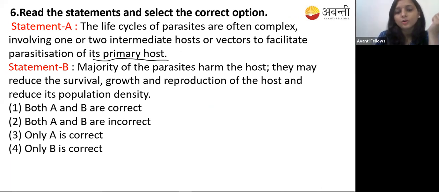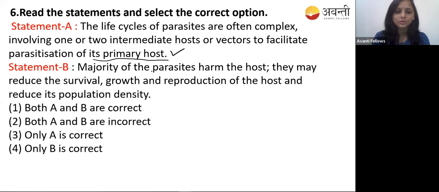So that is the reason. Human we will call the clinical host. Here the vector is what? Mosquito, right? The mosquito is acting as a vector for the parasitization of the Plasmodium to the host, right? So that is the correct reason. Okay, option A is correct.